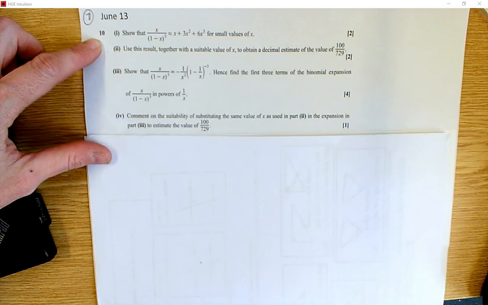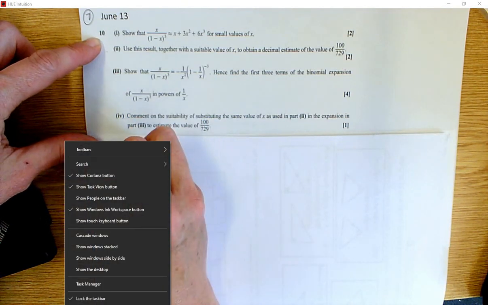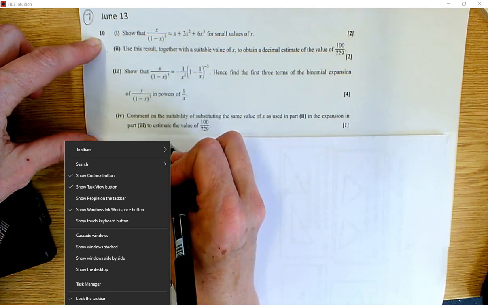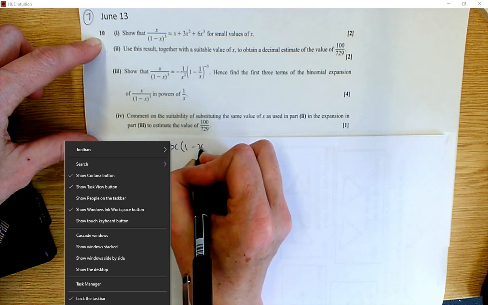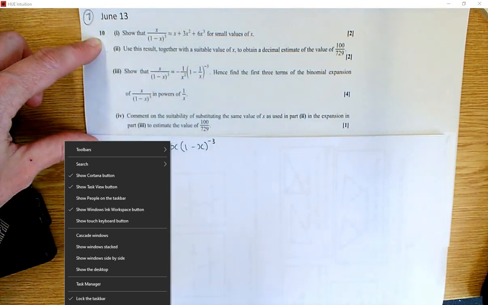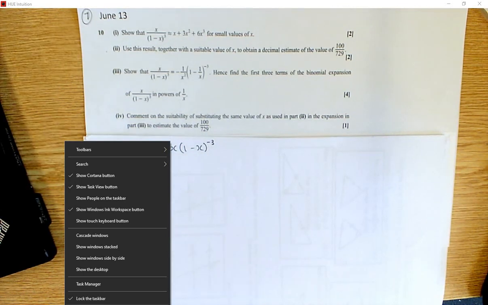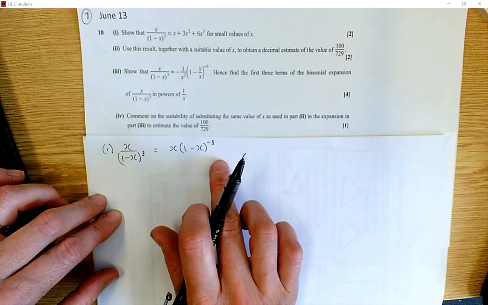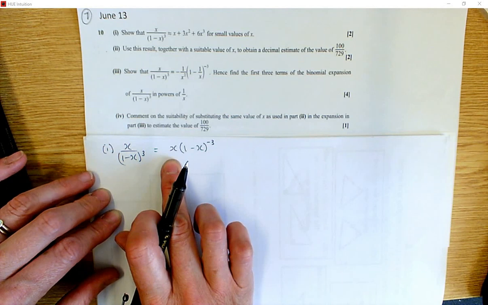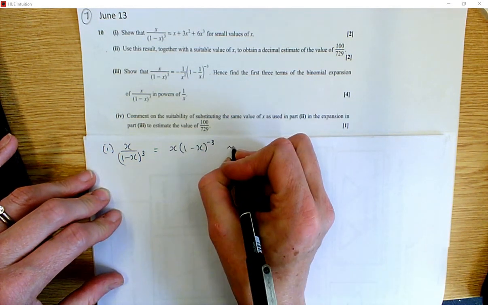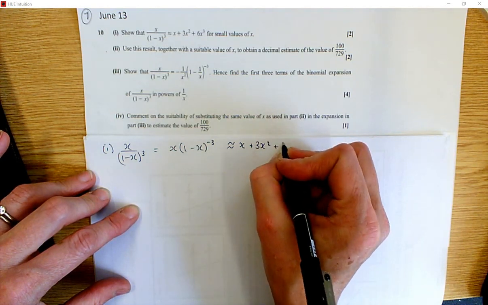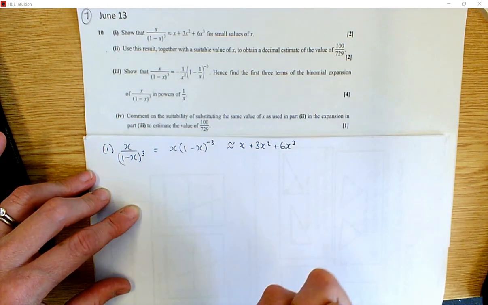We can see that we're expanding x over (1 minus x) cubed. So that could be written as x times (1 minus x) to the negative 3, and then you just use your binomial expansion formula and multiply everything by x at the end. And so we should get x plus 3x squared plus 6x cubed for small values of x.